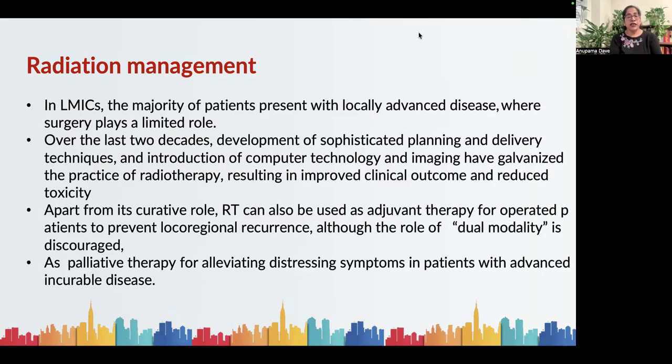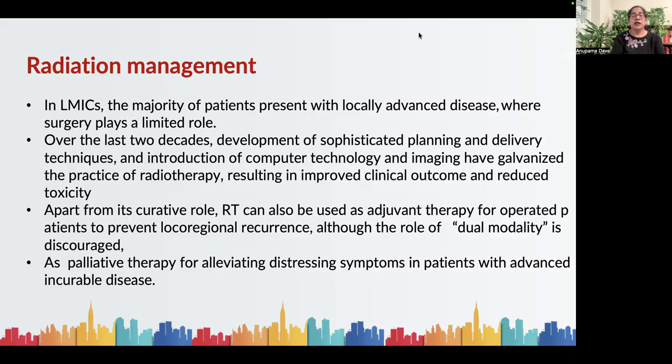Now coming to radiation management. I know radiation oncology is a big field in itself, but I would only be discussing some salient points which are essential for clinicians so that they can counsel patients and so that the knowledge would be sufficient for future treatment and planning.